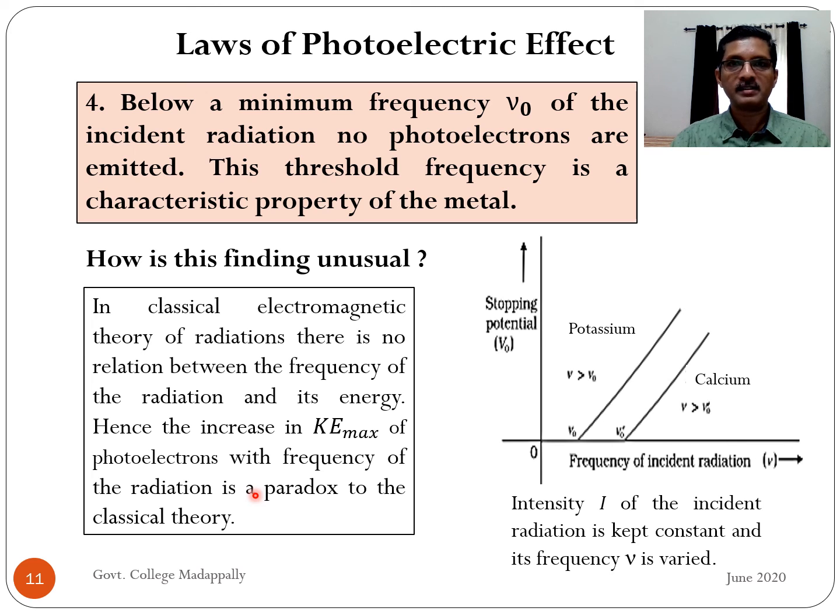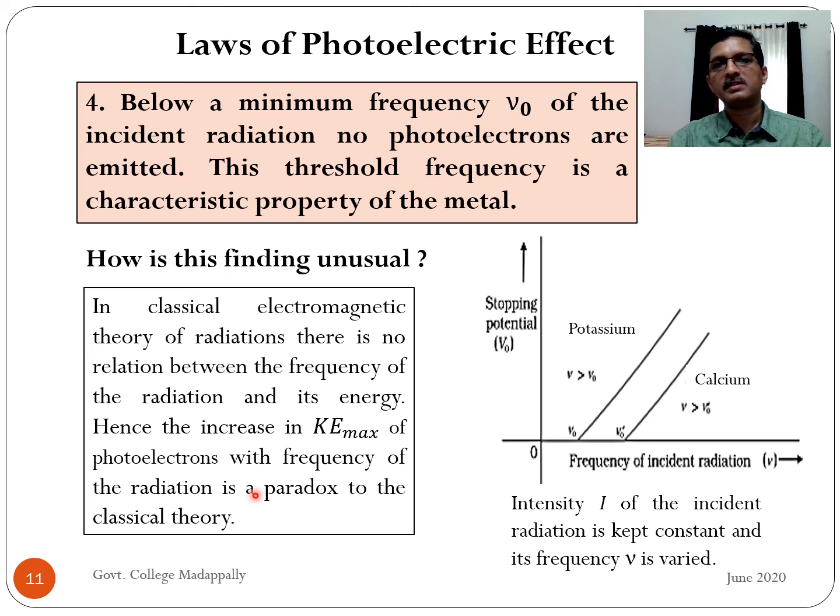In classical electromagnetic theory, there is no connection between frequency of the incident radiation and its energy. So here what we find is that when frequency increases, somehow the energy of the radiation should be increasing because the kinetic energy of the emitted photoelectrons is increasing. But what is this connection between frequency of the radiation and its energy? There is no such connection in classical electromagnetic theory. So this result is a paradox. It cannot be explained using classical electromagnetic theory, and also the existence of threshold frequency cannot be explained. Why is there no emission below a particular frequency? There is no explanation.